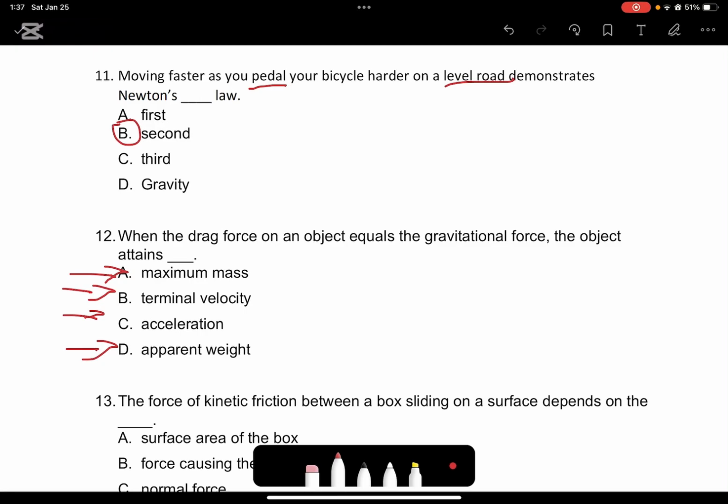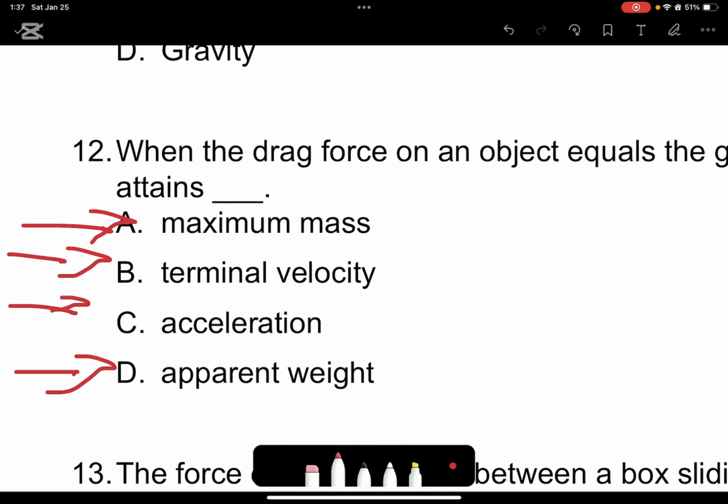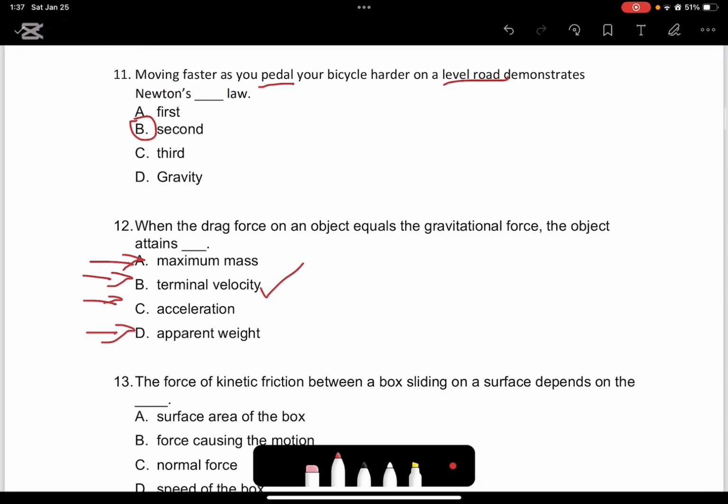So, as the question says, when the drag force of an object equals the gravitational force the object attains, and if you said B, terminal velocity, that is correct. Let's go down.